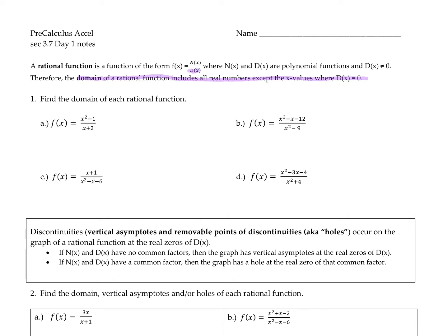So if I look at number 1, I would think, okay, x plus 2 cannot equal 0. So that means x cannot equal negative 2. So that means my domain would be all real numbers except negative 2. So how I write that in interval notation would be negative infinity to negative 2, union negative 2 to infinity.